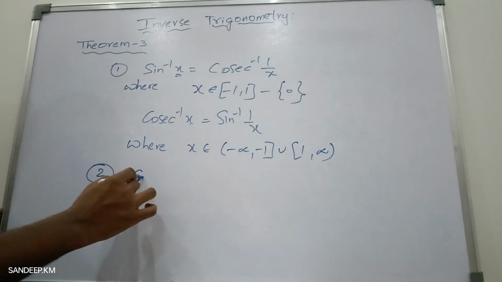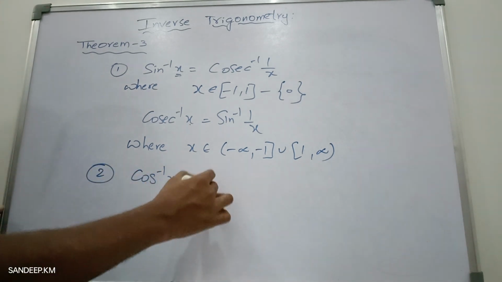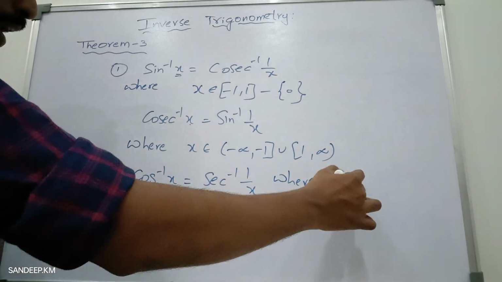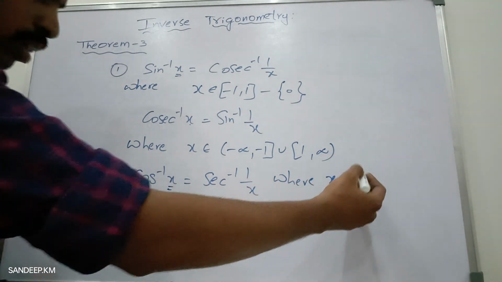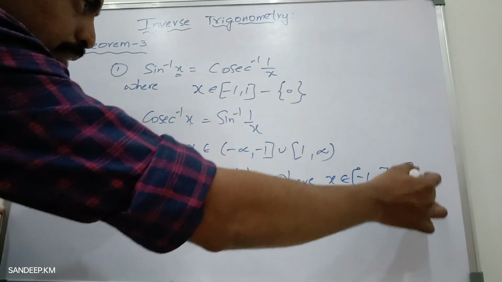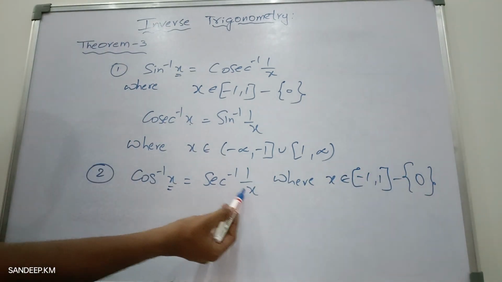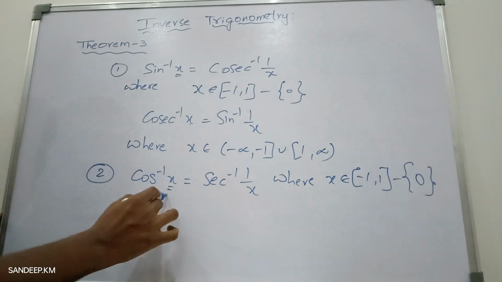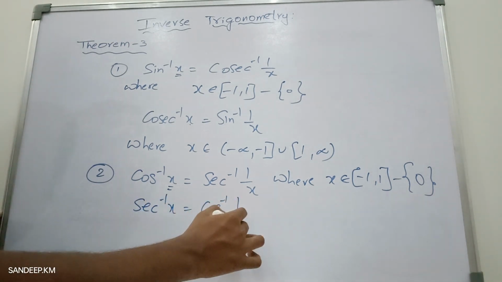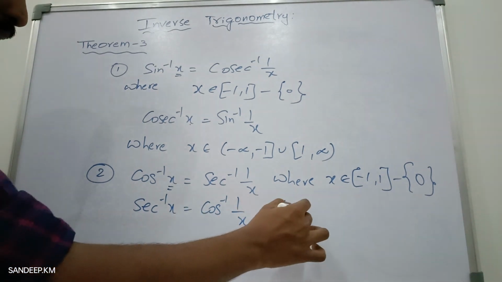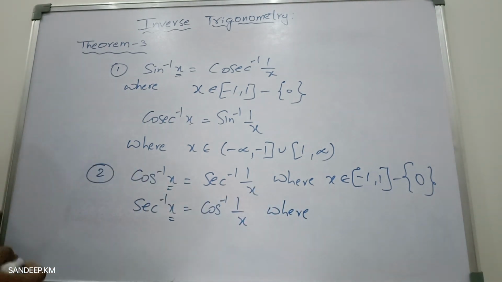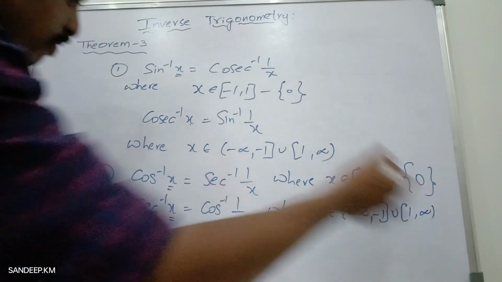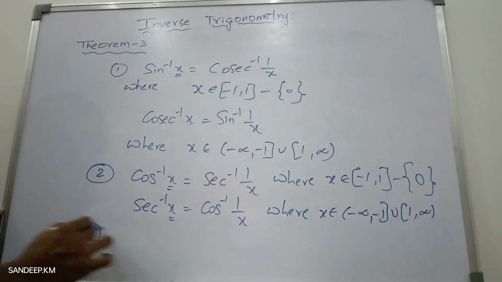Similarly, we can say that cos inverse x is equal to sec inverse of 1 by x, where x belongs to the domain of the cos inverse function, which is minus 1 comma plus 1 except 0, because 0 is not accepted here. Similarly, sec inverse of x is equal to cos inverse of 1 by x, where x belongs to the domain of the sec inverse function. What is it? x belongs to minus infinity comma minus 1 union 1 comma infinity.